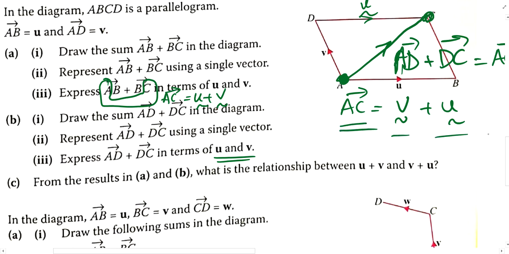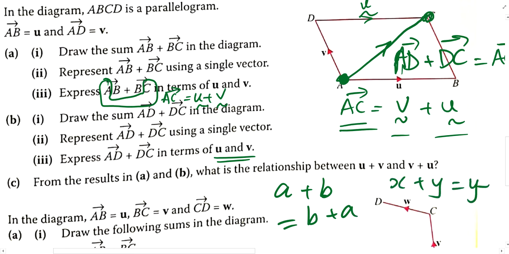Are they the same thing? Yeah, they are the same thing. Which is why it makes it so easy for vectors. It is as though they are just scalars. Our algebra, A plus B, isn't it the same as B plus A? Right? X plus Y is the same as Y plus X. When I change them to vectors, they still function the same way. Alright? So that is the relationship.